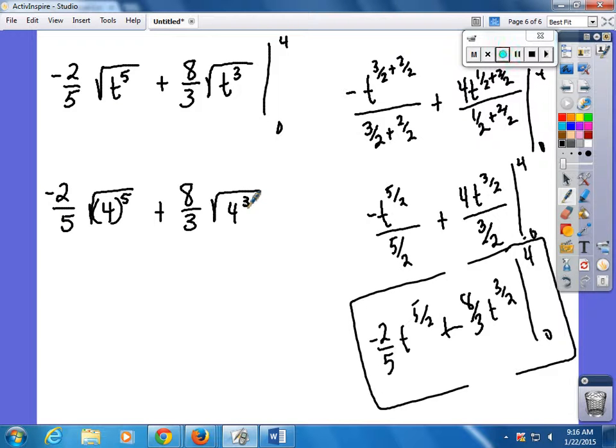Now, what is the square root of 4? 2. So 2 to the 5th is 32, right? So negative 2 times 32, plus, what's 2 to the 3rd? 8, Hubert. That's right. So check my math.